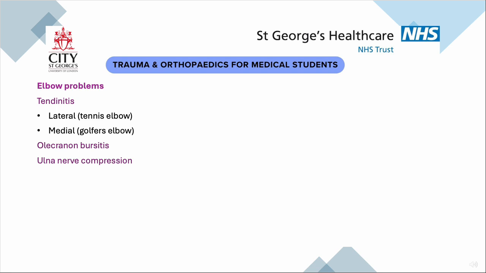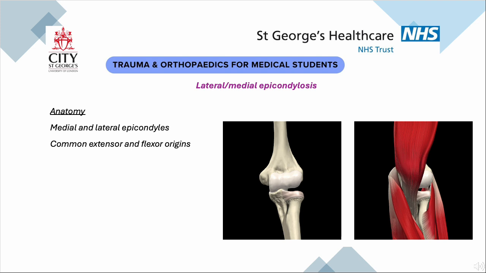You need to know a little bit less about the elbow, and we'll talk about tennis elbow, golfer's elbow for the tendinitis, olecranon bursitis, and ulnar nerve compression. Moving on to the elbow, there are not too many conditions that you need to worry about. The first is tendinitis of either the medial or the lateral epicondyle. This is medial or lateral epicondylosis, or golfer's elbow on the medial side, or tennis elbow on the lateral side.